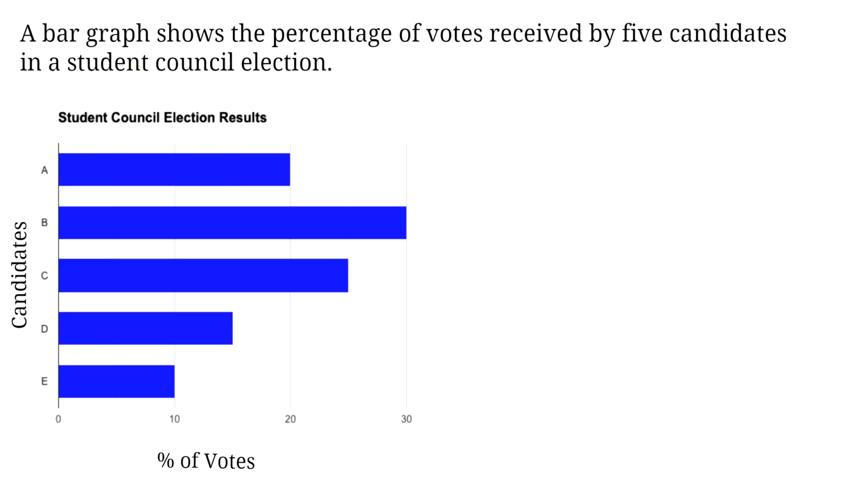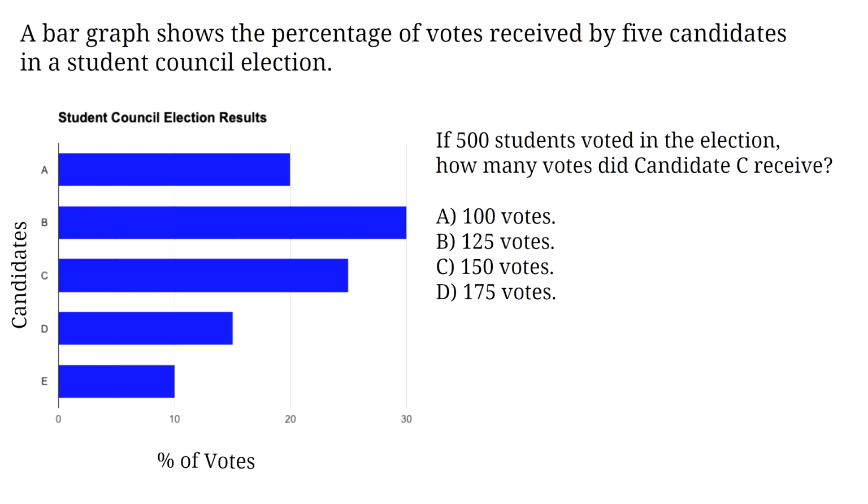A bar graph shows the percentage of votes received by 5 candidates in a student council election. If 500 students voted in the election, how many votes did candidate C receive? A, 100 votes. B, 125 votes. C, 150 votes. D, 175 votes.